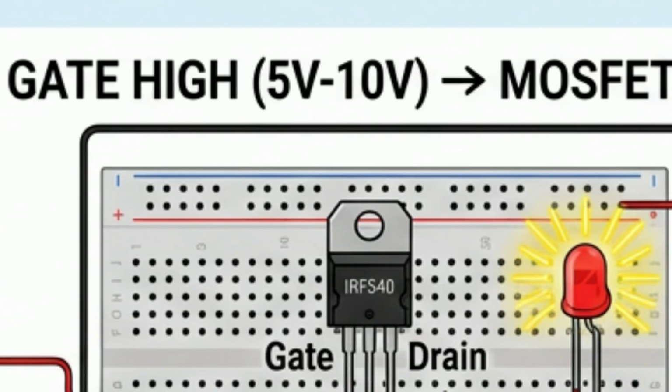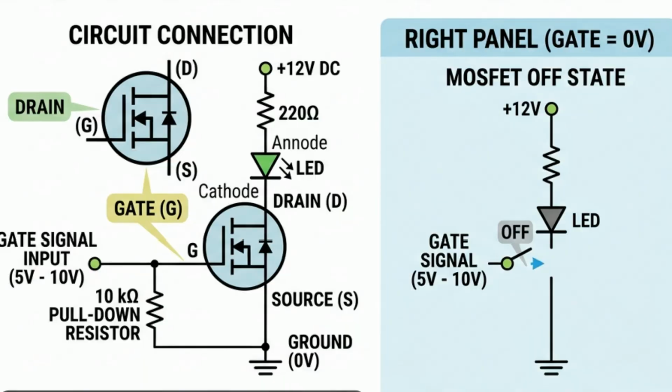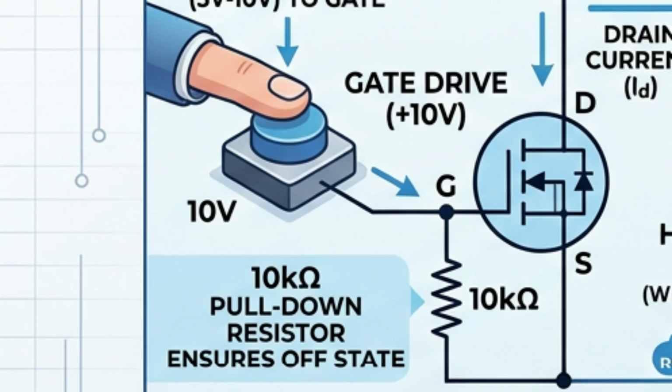For testing, connect a switch between the gate and positive supply, or simply touch a wire from positive to the gate briefly to turn it on. When you apply positive voltage, around 5 to 10 volts, depending on the MOSFET, to the gate, the MOSFET turns on fully, the LED lights up brightly, and it can handle much more current than a regular transistor without getting hot. Remove the gate voltage and the MOSFET turns off cleanly.